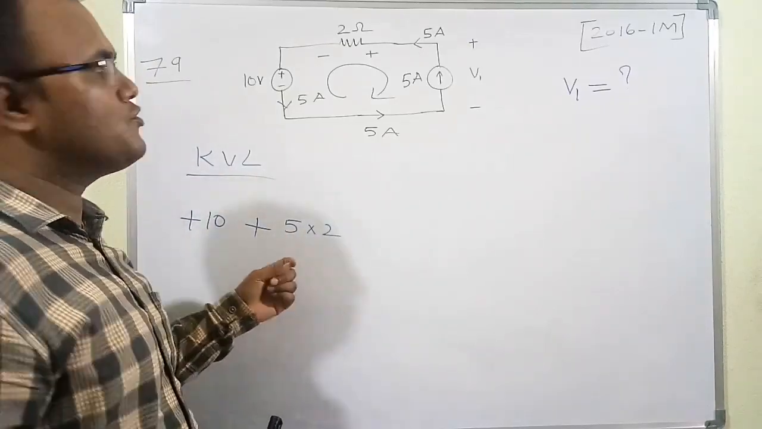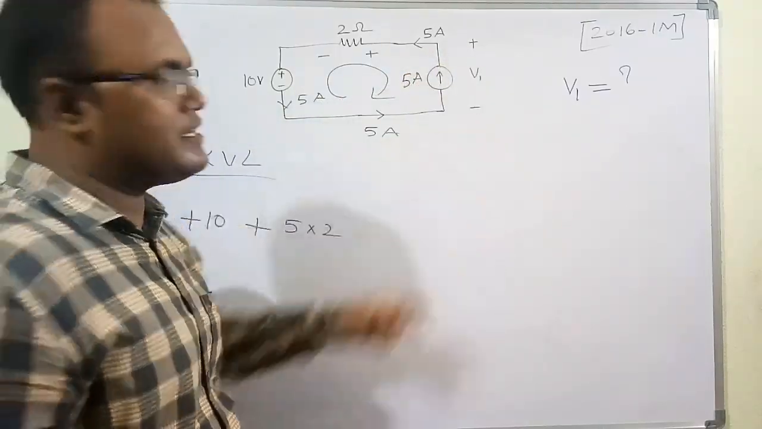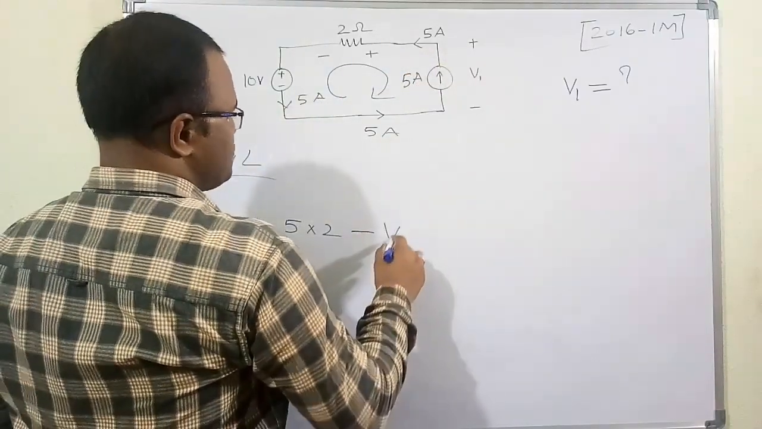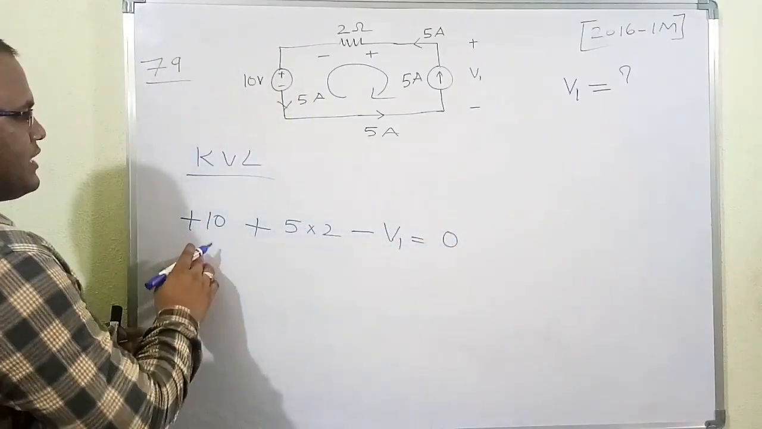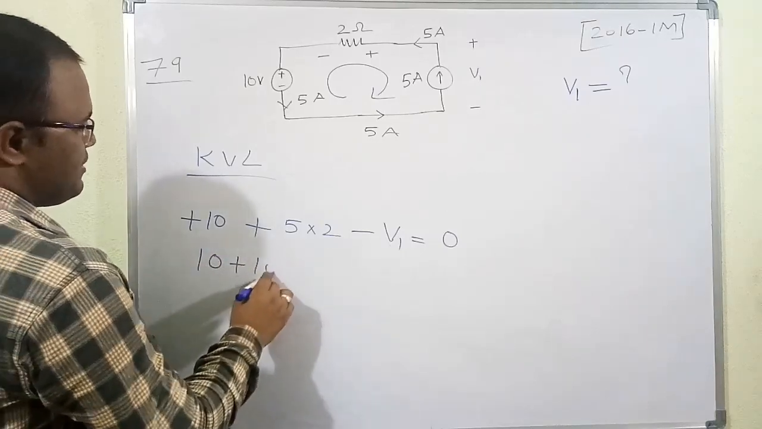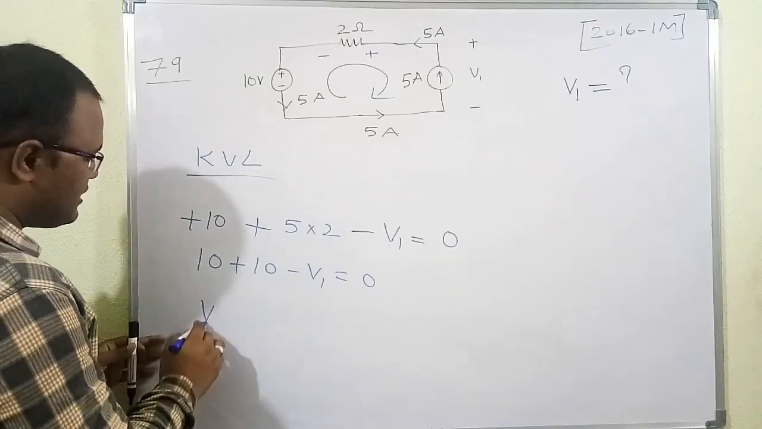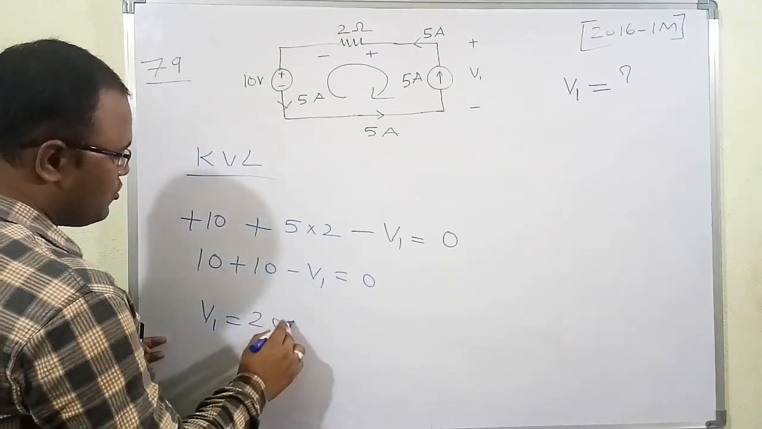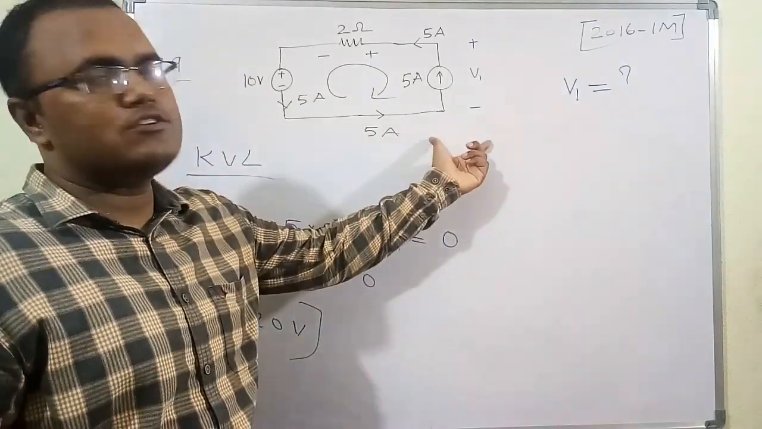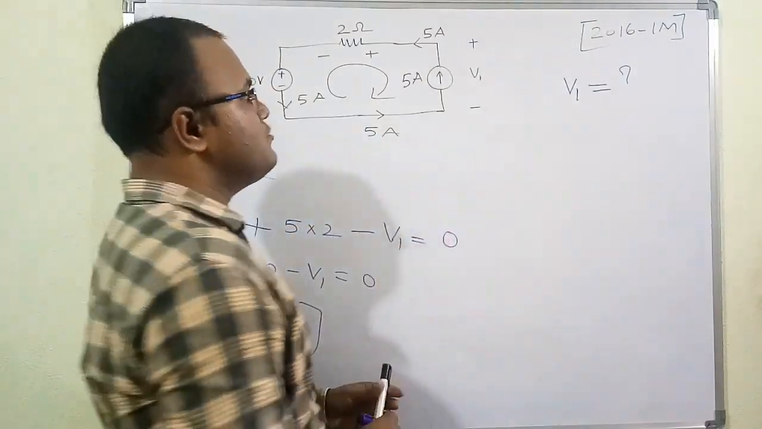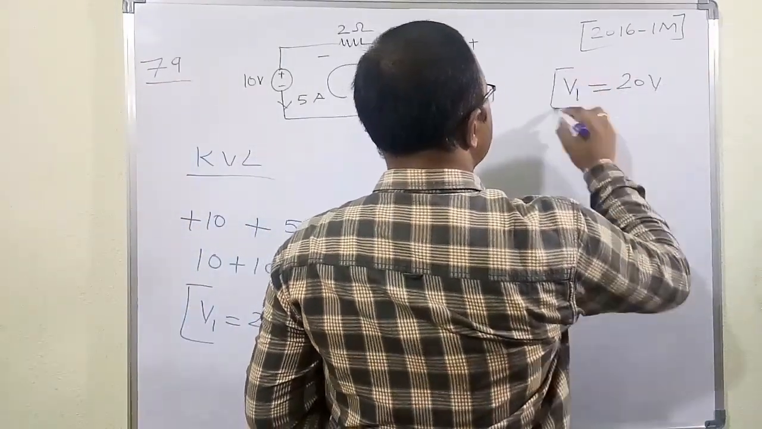Current into resistor law. So traveling from here, I am traveling from plus to negative. Again there is a drop in potential, minus V1. So 10 plus 10 minus V1 is equal to 0. If you solve this equation, finally we will get V1 is equal to 20 volt. Means the voltage drop across the ideal current source is 20 volt. So therefore we figured out the value of V1, which is 20 volt.